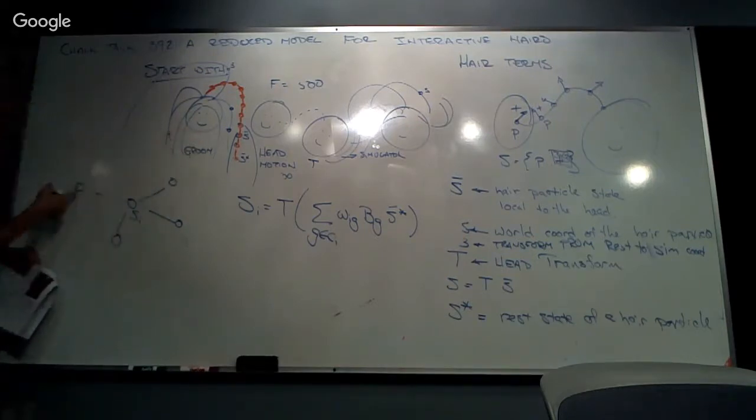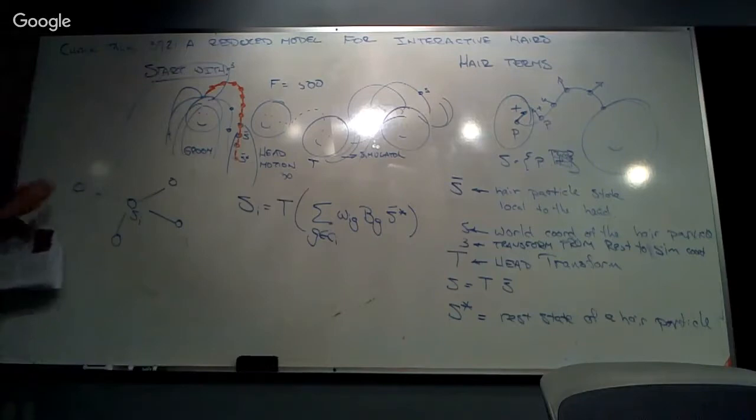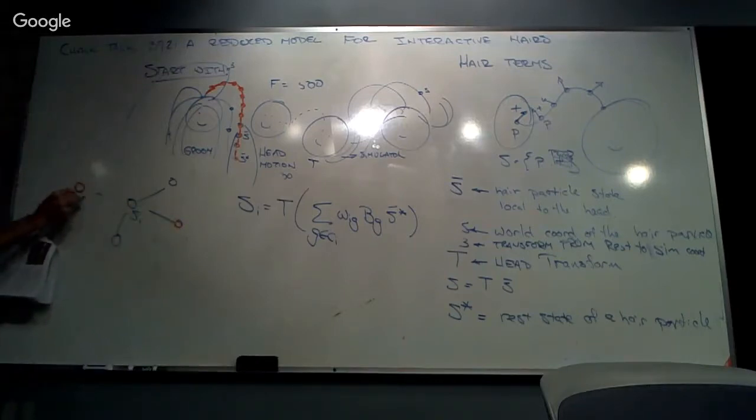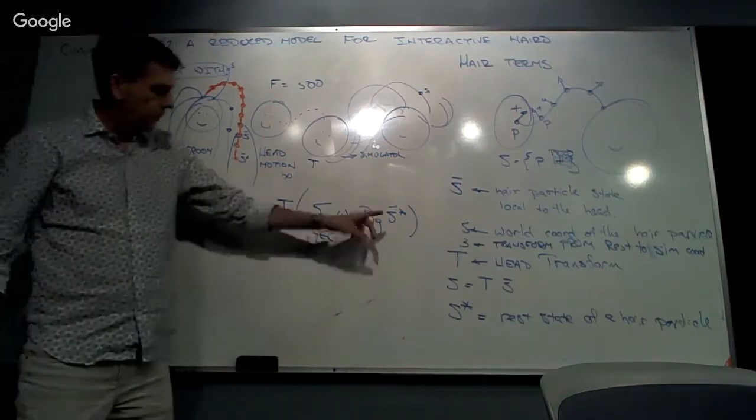So some of these particles have been boosted up to guide particles, right? Not all of them have, but some of them have been changed to guide particles, and they have a G associated with it. These guys are guide hairs. So S sub I is now going to be a weighted combination of how those two guys move. And it's that simple.